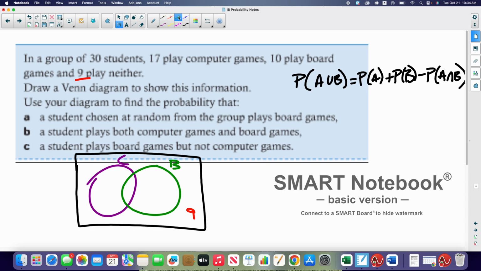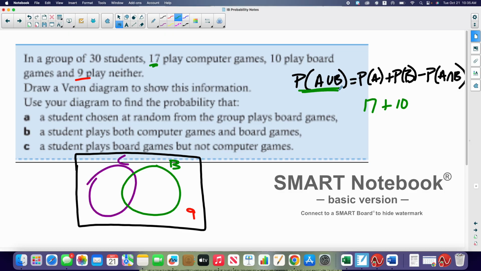All right? I know how many of them play computer games, so I'm going to make that A. All right? There's 17 people that play computer games. There are 10 people that play board games. There's 30 people total. All right? Now, this doesn't include total all the time. All right? Sometimes it might. All right? But this right here, this was everything inside the circles.